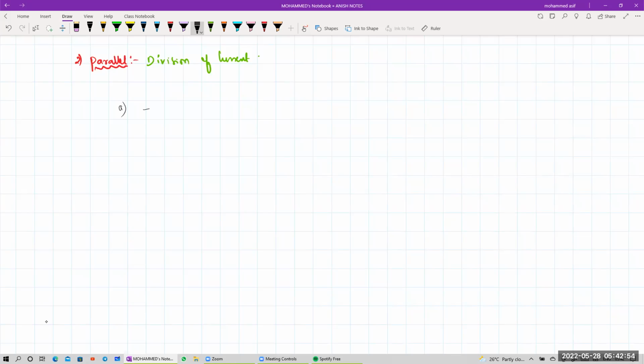Like say, this is R1, this is R2, this is terminal A, this is terminal B. So the potential across A and B will be equal to how much? Some potential V. In parallel, the potential is the same, right? And how do you write the effective resistance?